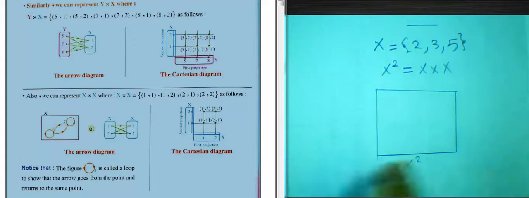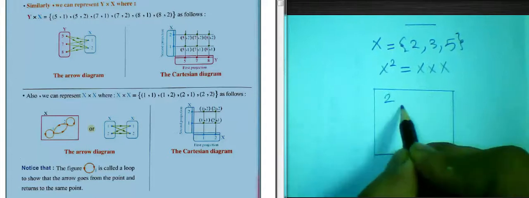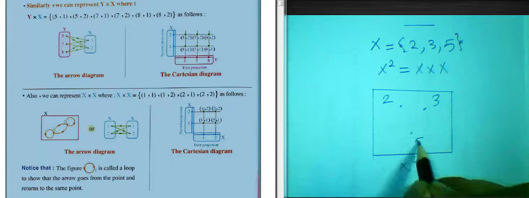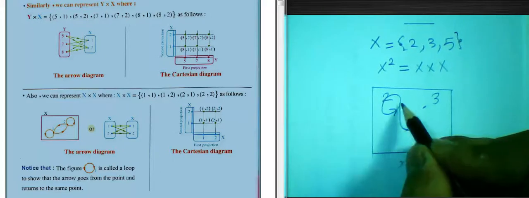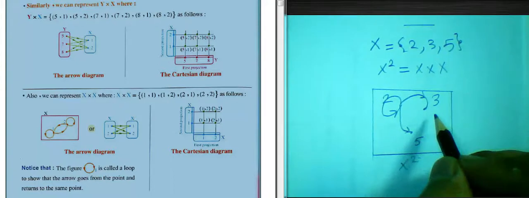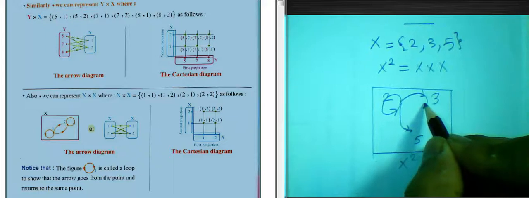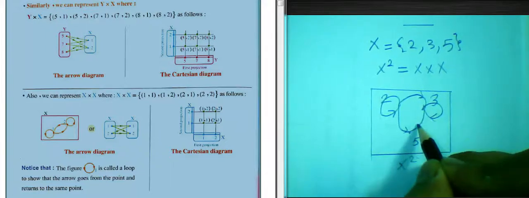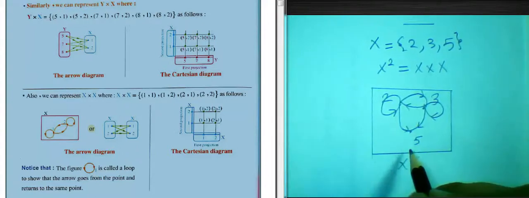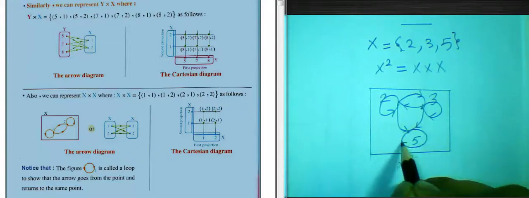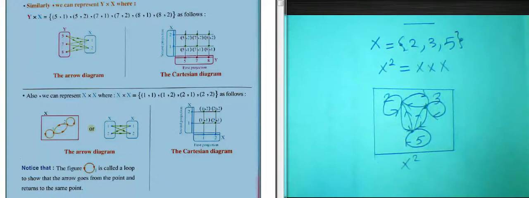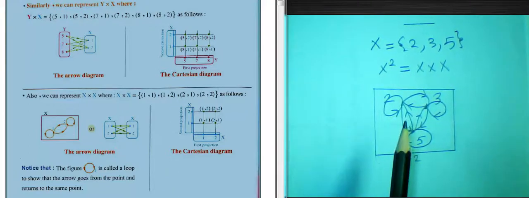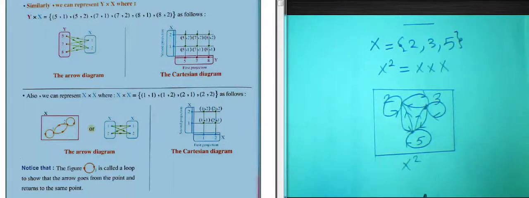We write all elements of x here, 2, 3, and 5, and then we can join 2 to 2, 2 to 3, and 2 to 5, then 3 to itself, 3 to 5, and 3 to 2, and then the last number 5, we join 5 to itself, 5 to 2, and 5 to 3. It's okay, it's a relation between x and x. We can draw the diagram in this square. This figure refers to x and x.